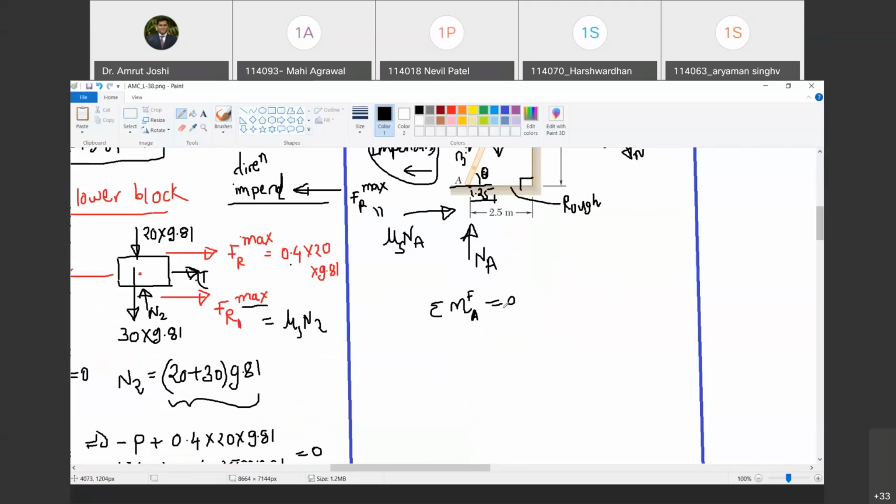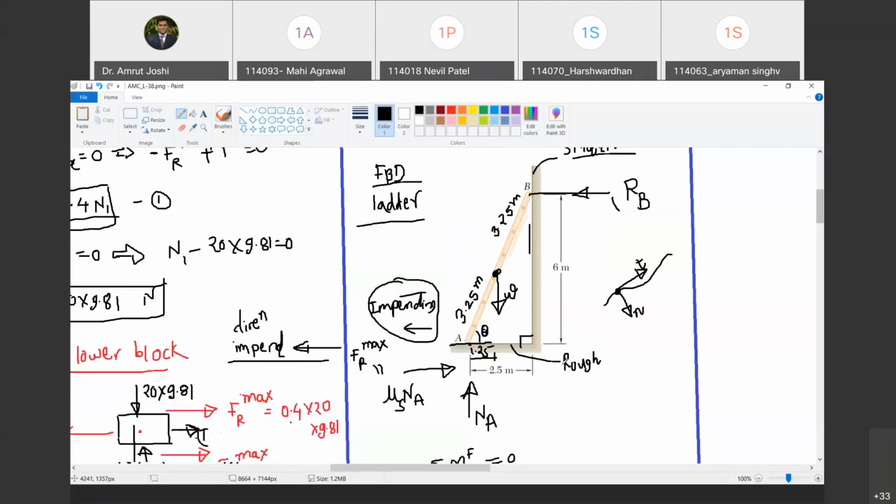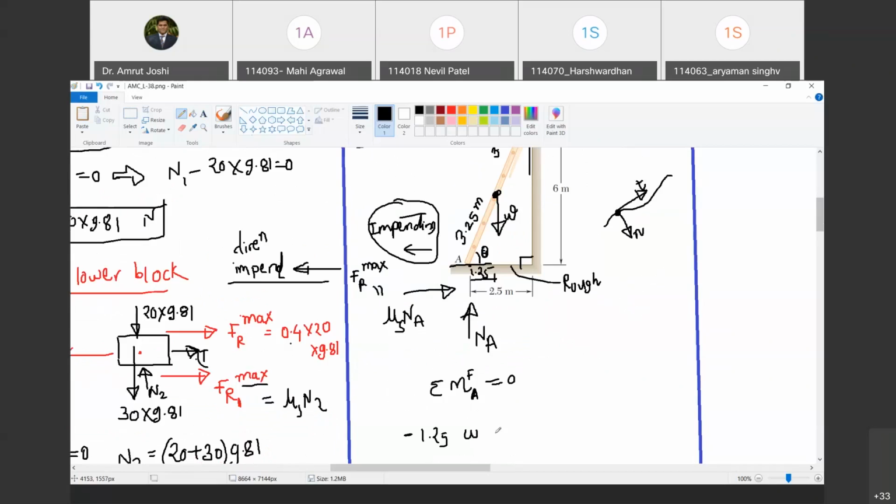Clockwise. So I have to write it as W into 1.25 clockwise moment, therefore minus. Happy? Yes, sir. And what is the moment of RB about A? RB is horizontal. So I am interested in the vertical distance between A and B, and that is 6 meter. So it is going to be RB into 6. Happy? Yes, sir. And it is anti-clockwise, so it is positive.